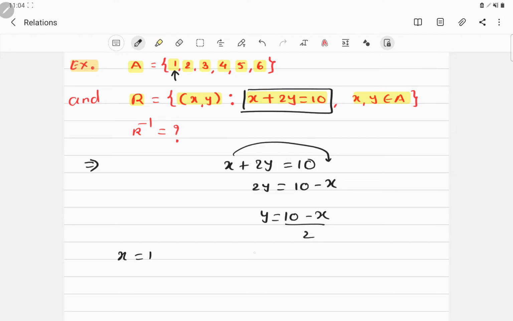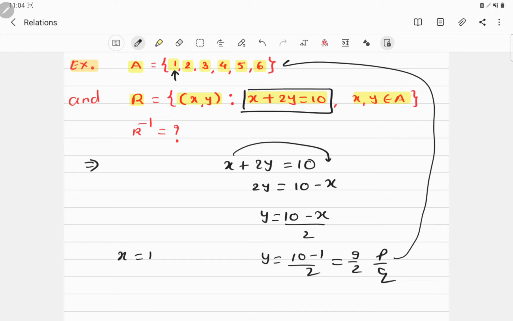So if you substitute x equal to 1, y becomes (10 minus 1) divided by 2, which is equal to 9 by 2, which is a p by q form, and this p by q form is never a part of a set. Therefore discard this value. We don't want a rational number because the relation always belongs to A cross A. If you find this Cartesian product, you will never observe this kind of rational numbers in it.